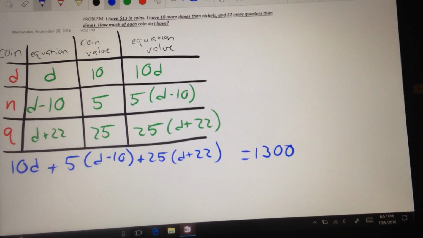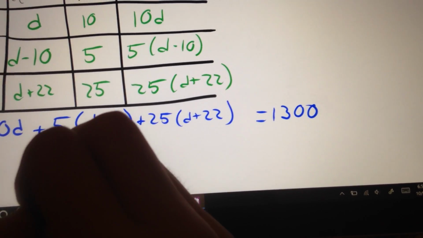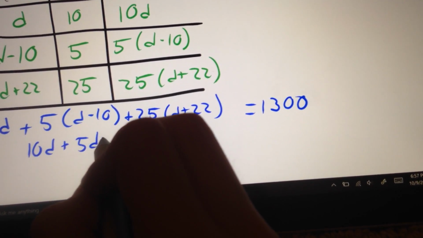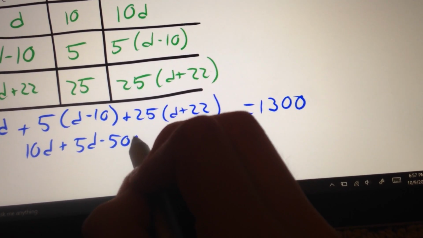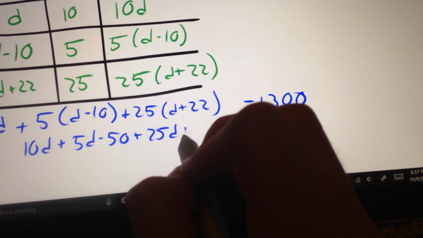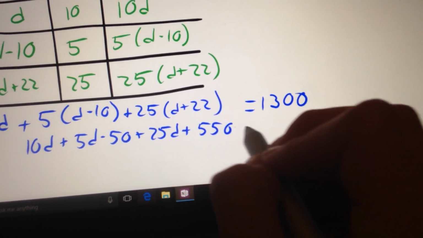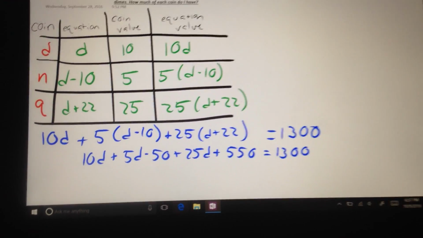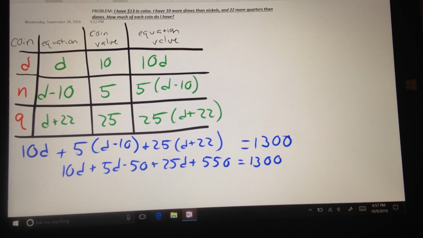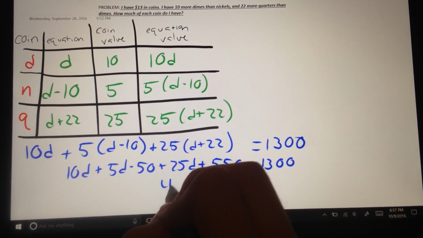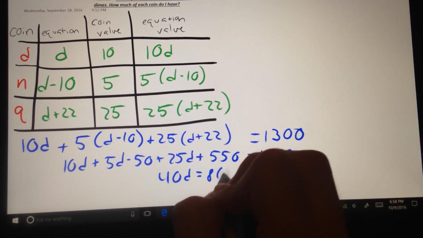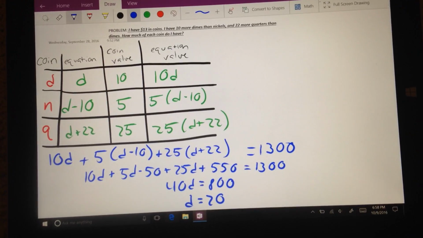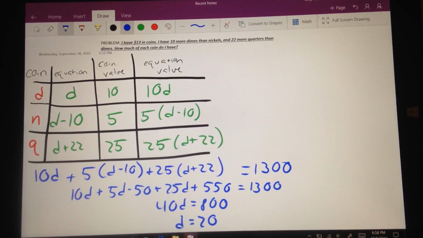To first simplify this, let's distribute. 10d will stay the same, plus 5d minus 50 distributed, plus 25d plus 550 distributed also, equals the same $13, 1,300 cents. To further simplify, we will combine like terms until we eventually will get 40d equals 800. d equals 20. Now, as I first said, d equaled the number of dimes.